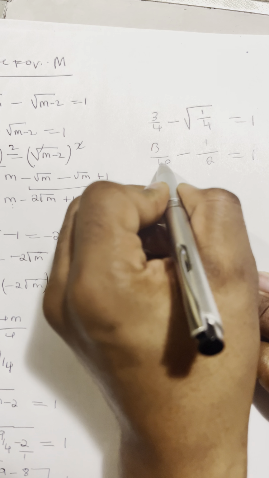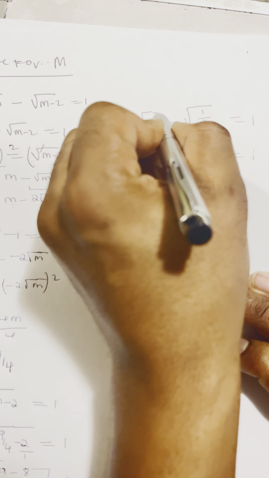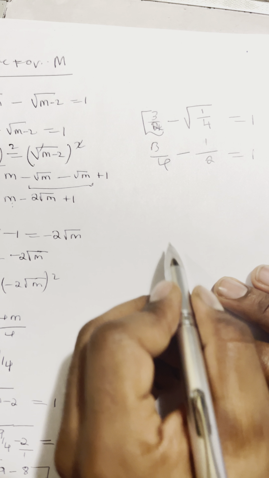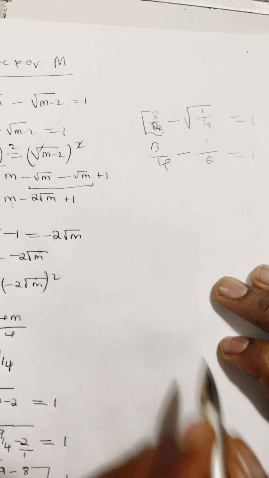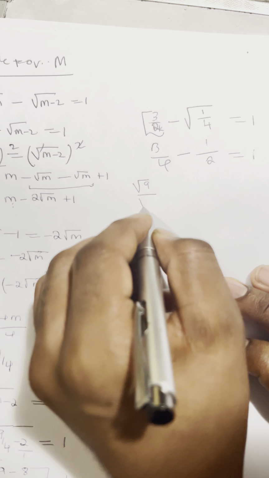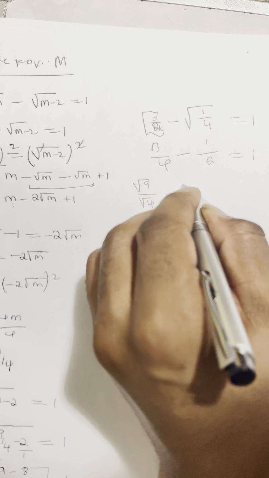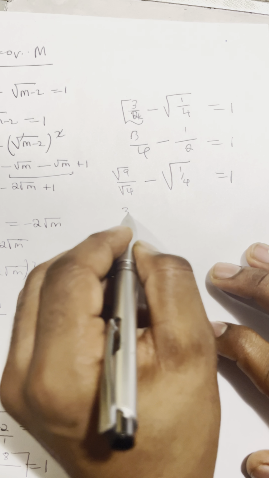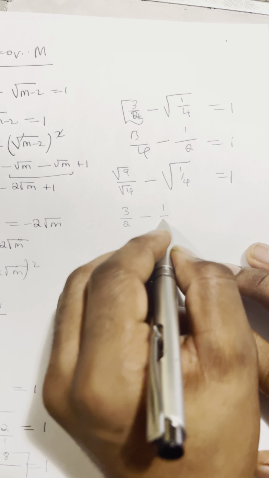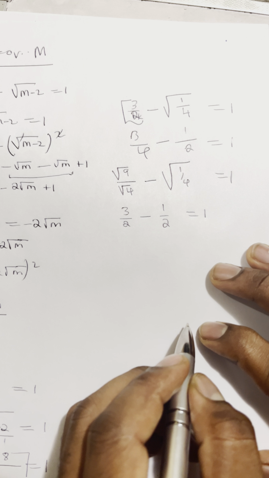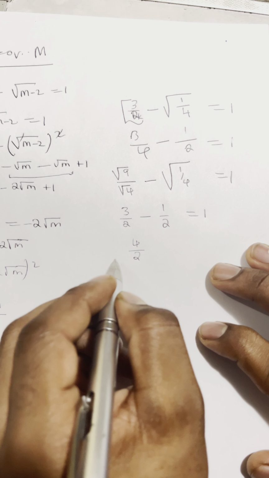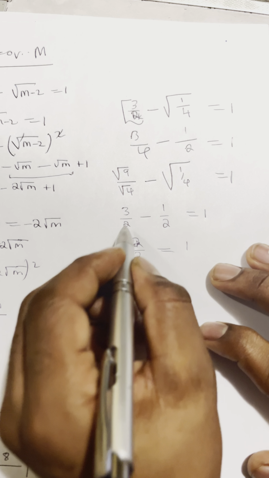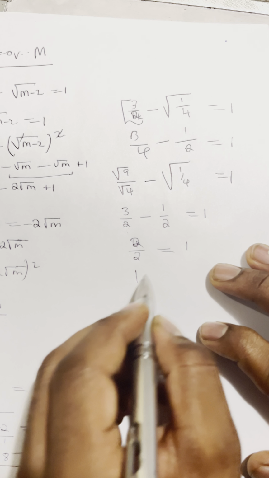Alright. Now, remember that the square root of 9 is 3, and we have 2. Alright. Now, let's recap before you make mistakes. We had square root of 9 divided by square root of 4 minus square root of 1 over 4 is equal to 1. Now, 3 over 2 minus 1 over 2 is equal to 1. 2 divided by 2 is equal to 1. We cancel this, and the answer is equal to 1.